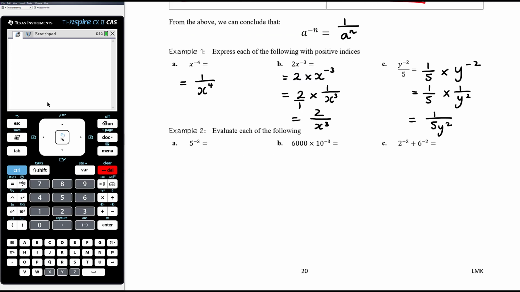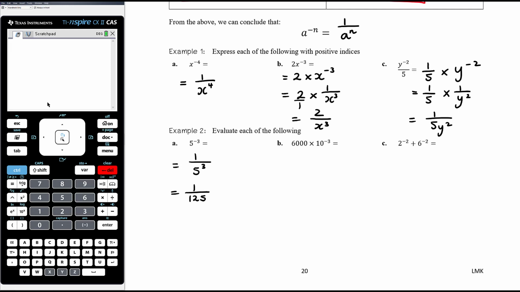Alright, example 2, evaluate each of the following. So 5 to the power of negative 3. Well, that's the same as 1 over 5 to the power of positive 3. 5 cubed is 125, so it's 1 on 125.